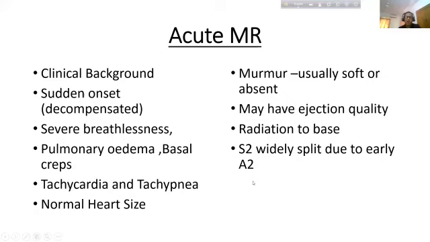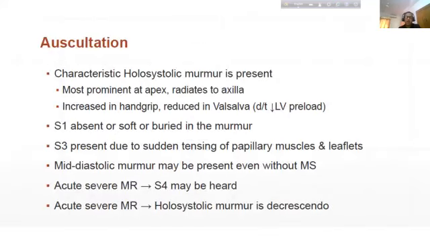And in severe cases there is S4 as well, and in severe MR the holosystolic murmur is decrescendo in nature. In chronic mitral regurgitation, the systolic murmur is usually grade 3 to 6 intensity, minimum grade 3, and usually holosystolic. And in acute severe cases, the decrescendo murmur ceases in mid to late systole. Sometimes we can do some maneuvers, especially in asymptomatic cases where the murmur remains silent. In that case, we can do leg elevation or isometric exercise.